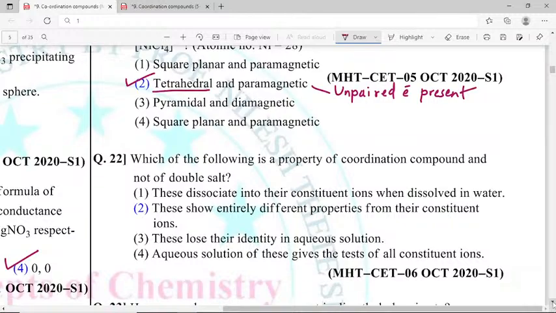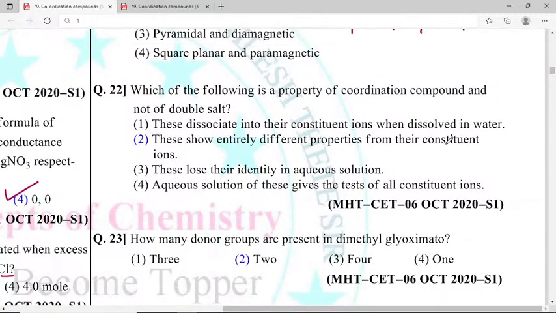Next question. Which of the following is a property of coordination compounds and not of double salt? These dissociate into their constituent ions when dissolved in water. So this is not a property of the coordination compound, it is a property of the double salt actually. This is only for double salt.